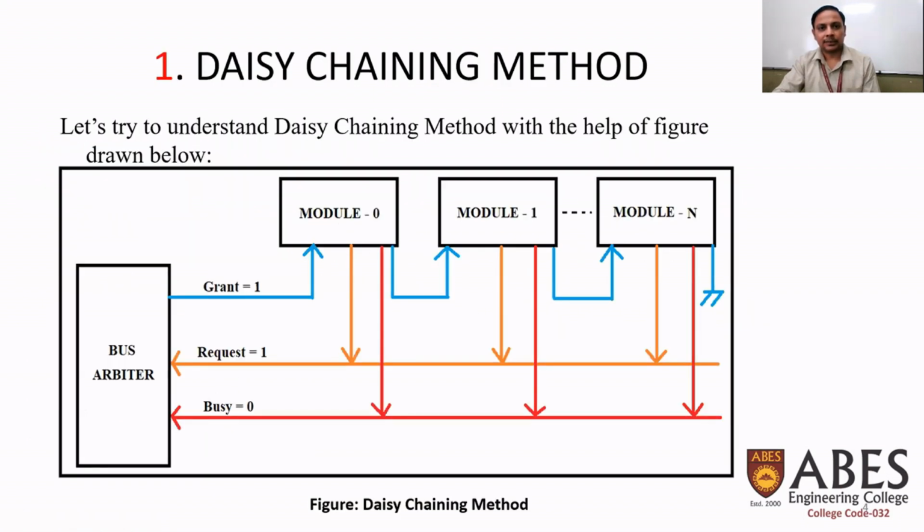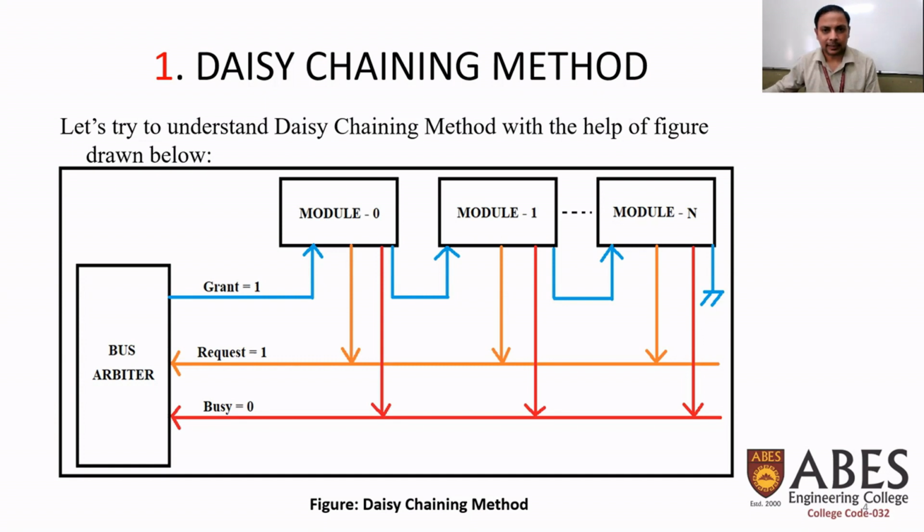So the first method is the daisy chaining method. In this method, there are three lines: one for sending the request, second for the access grant, third for the busy line. There is more than one module. A module is like a bus master. These modules want to use the system bus. So first of all, they have to send the request to the bus arbiter. Then the bus arbiter will decide who will get the access.